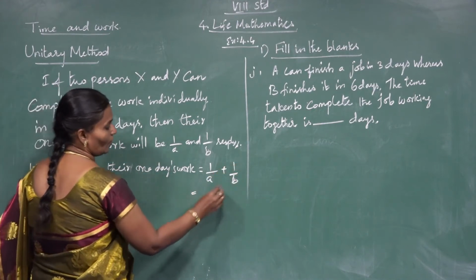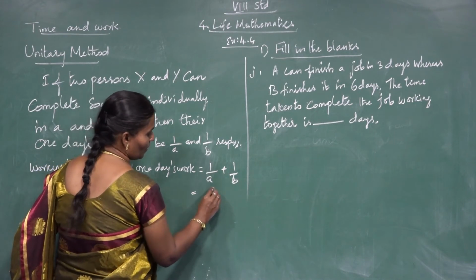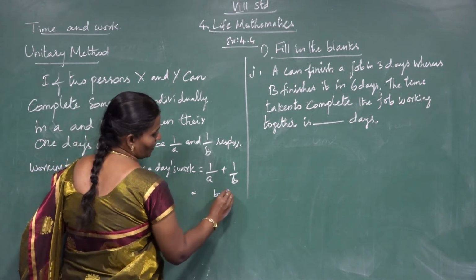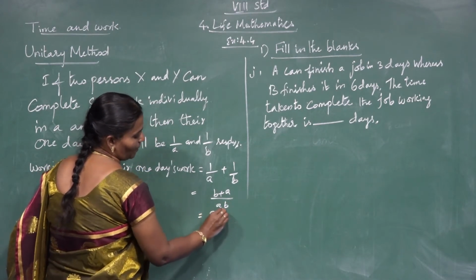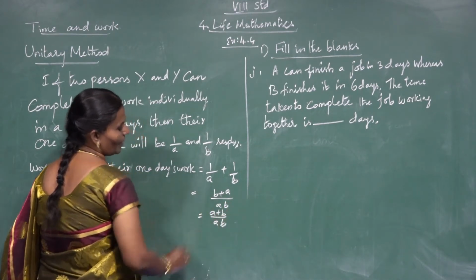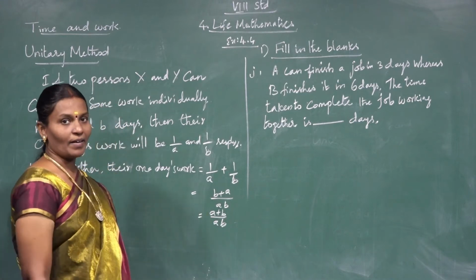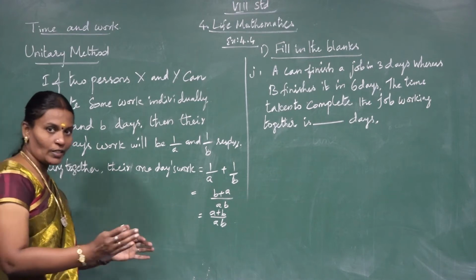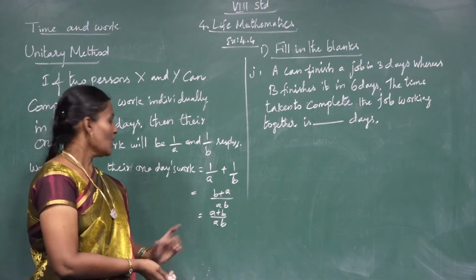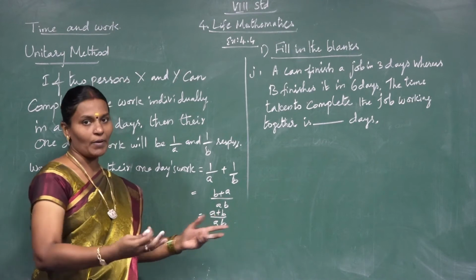Okay, so this is equal to, you do the cross multiply, what comes here? B plus A by AB. We consider this as A plus B by AB. Okay, so their 1 day's work, working together, is A plus B by AB.